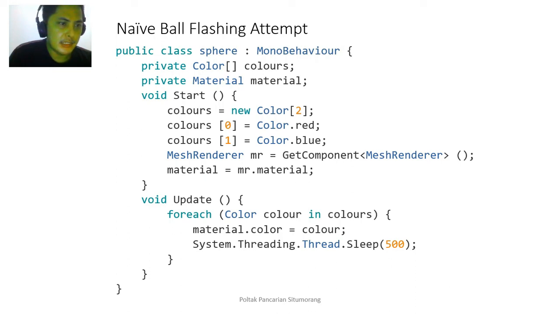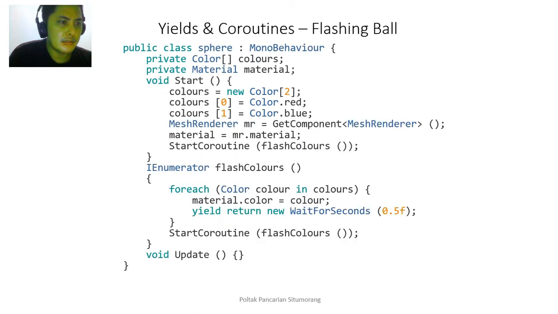Finally, as update ends, a draw call is made. Consequently, the ball is only ever blue and there is a significant lag. In the start function in this version, we set up the color array and the material pointer, just like we did in the naive attempt.